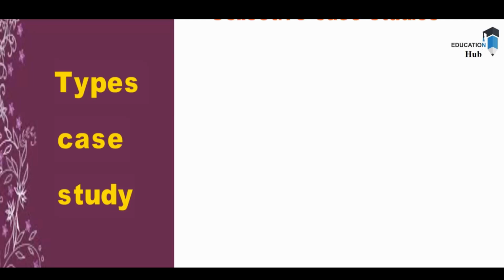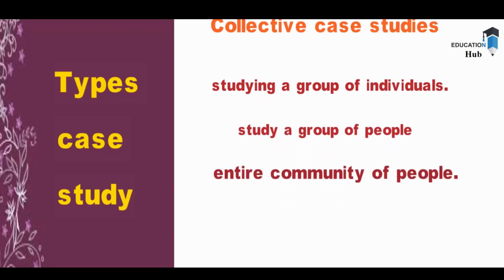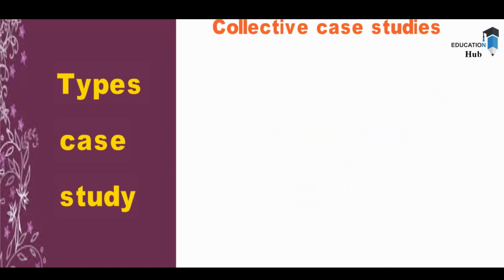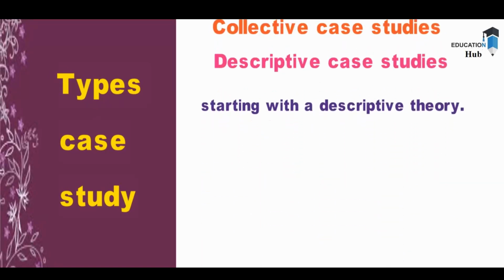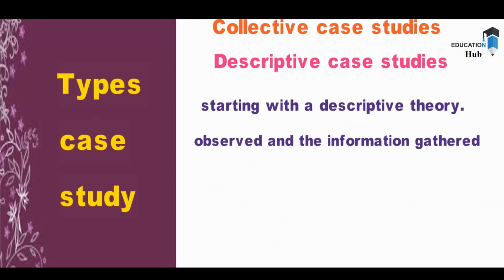Here we discuss types of case study. 1. Collective case studies. These involve studying a group of individuals. Researchers might study a group of people in a certain setting or look at an entire community of people. 2. Descriptive case studies. These involve starting with a descriptive theory. The subjects are then observed and the information gathered is compared to the pre-existing theory.